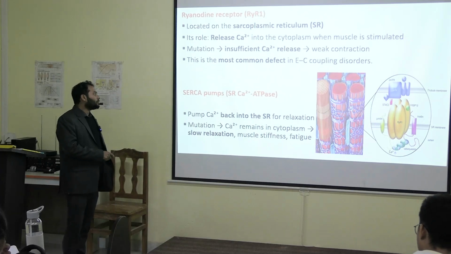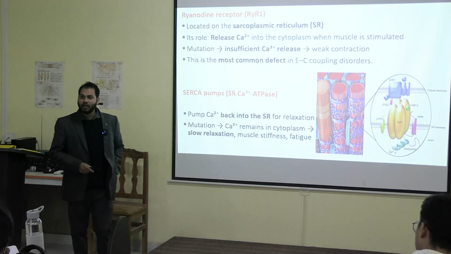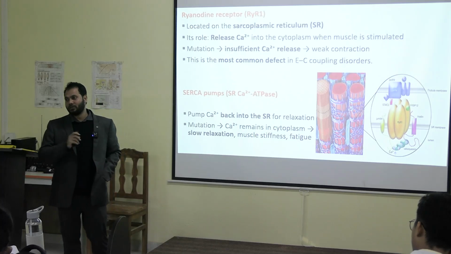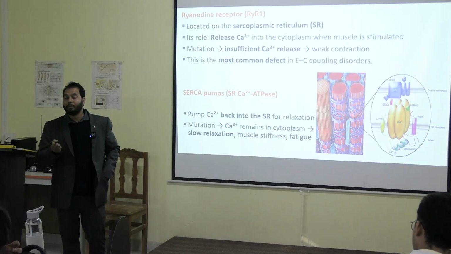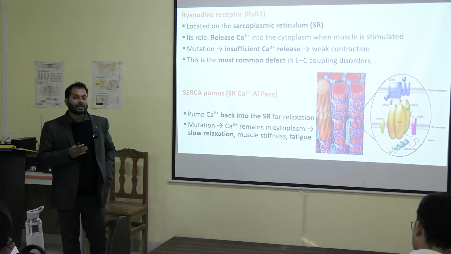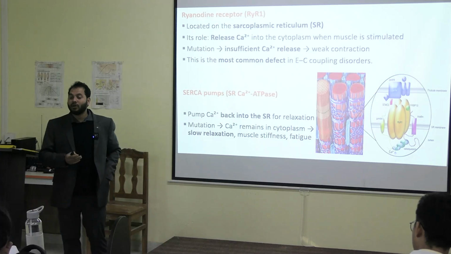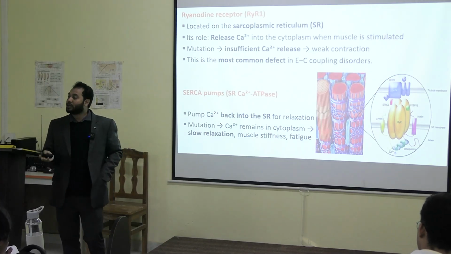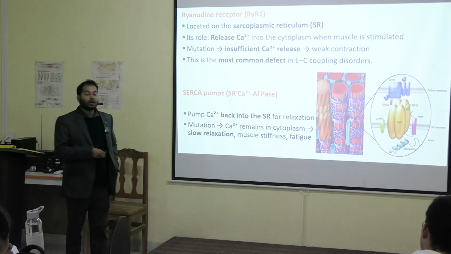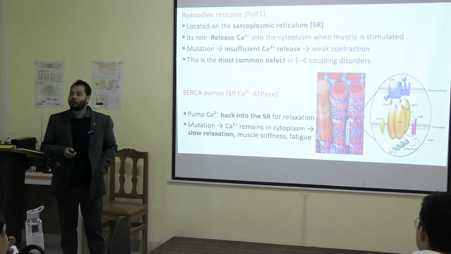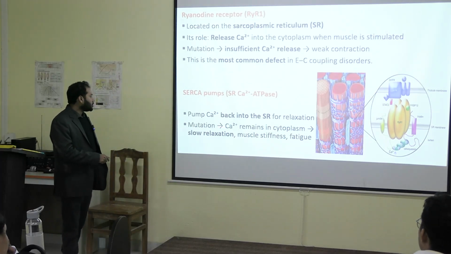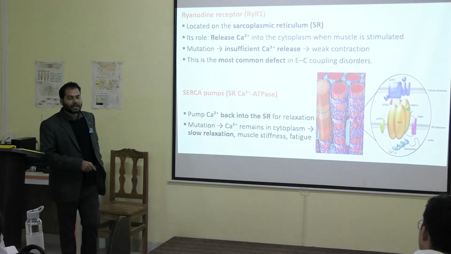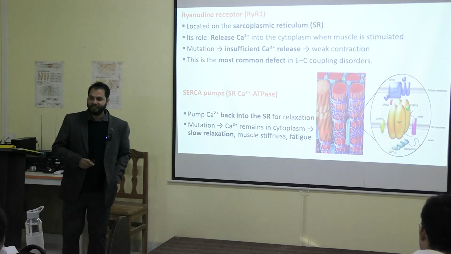Now, mutation leads to the accumulation of calcium ion in the cytoplasm. Because the SERCA pump has a mutation, the SERCA pumps are not so active in removing cytoplasmic calcium ion. So therefore more and more calcium ion begins to accumulate in the cytoplasm. Which leads to slow relaxation, muscle stiffness, and the muscle becomes fatigued.